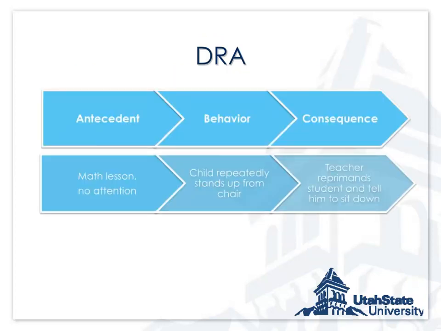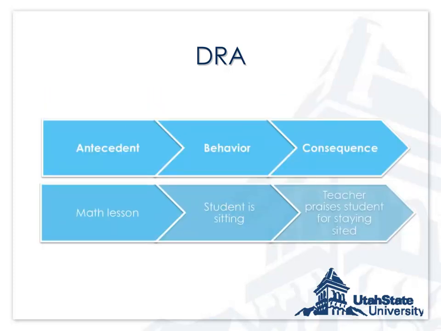Using our ABC model, we can take the example of a student being disruptive during math lessons by frequently standing up from his chair. Every time the child stands up, the teacher tells him to sit down. A functional analysis confirms that this behavior is maintained by attention in the form of frequent reprimands from the teacher. Applying the DRA in this situation would involve withholding attention for standing up while frequently providing attention for a more desired behavior, such as, for example, sitting down or completing work.